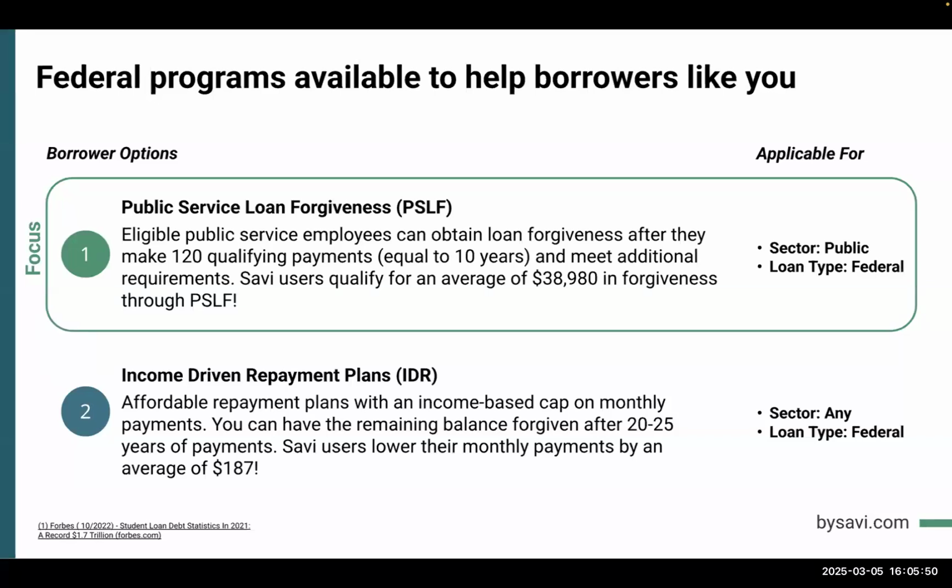The second federal forgiveness program is income-driven repayment plans, or IDR plans. These plans offer an affordable monthly payment based on your income and family size. In this program, you can have your remaining balance forgiven after 20 or 25 years worth of payments. Through Savi, you can get your monthly payments lowered by an average of $187 per month.